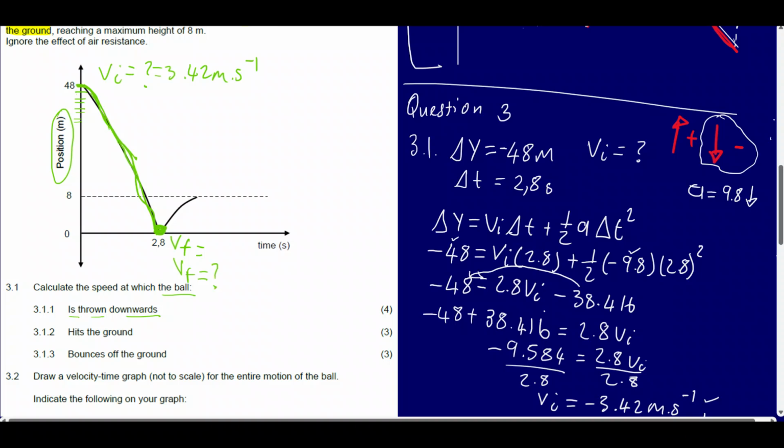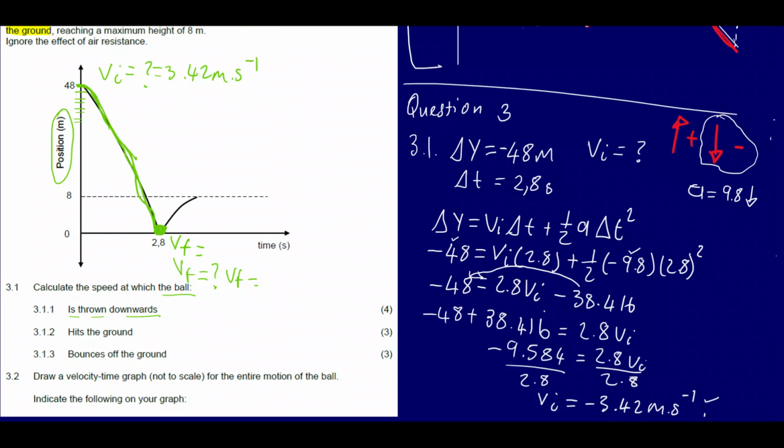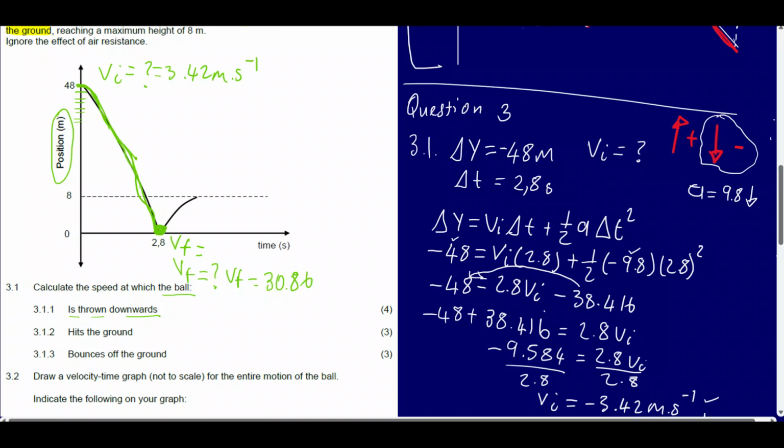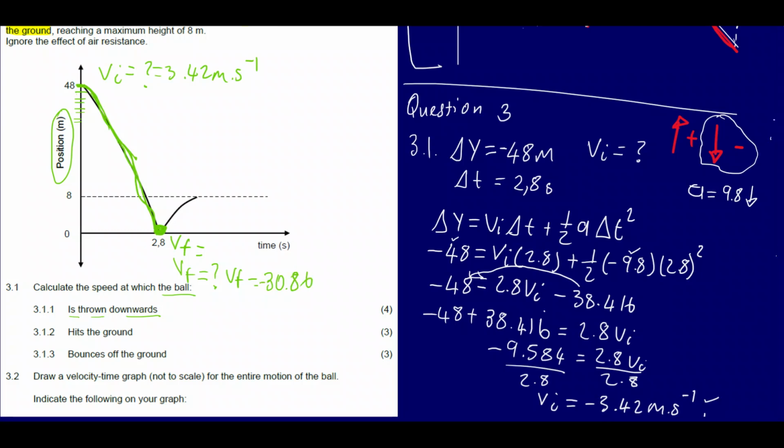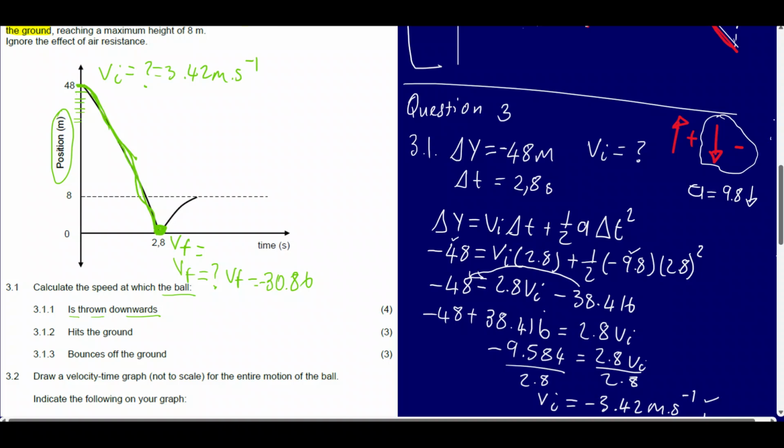Why did I write 0 here? It's a mistake. Sorry about that. So the final velocity is not 0. I meant a question mark there. So your final velocity here is just going to be that answer we got, 30.86, right?